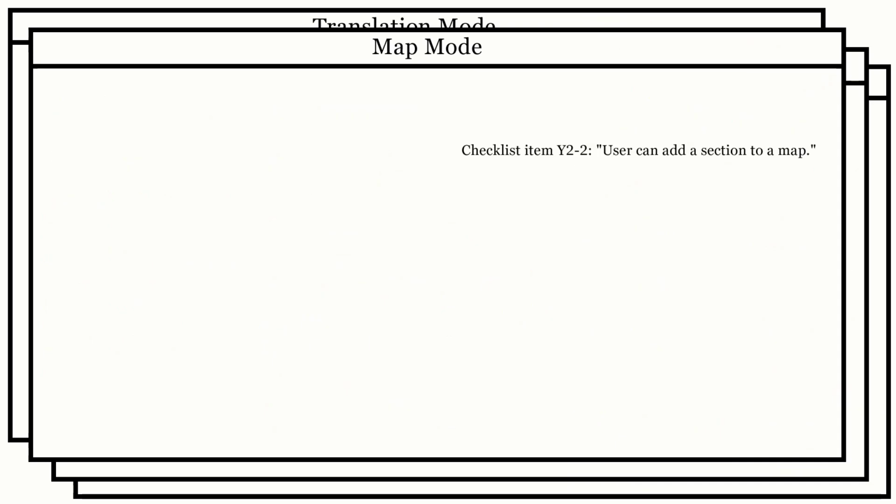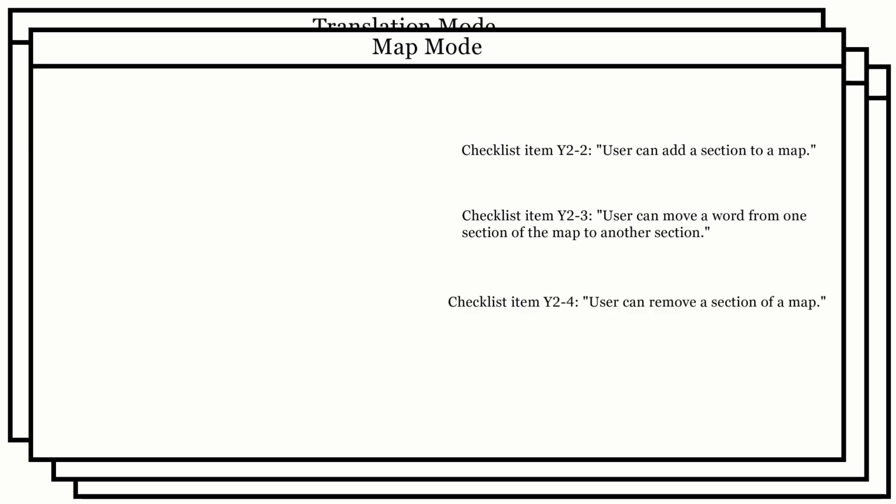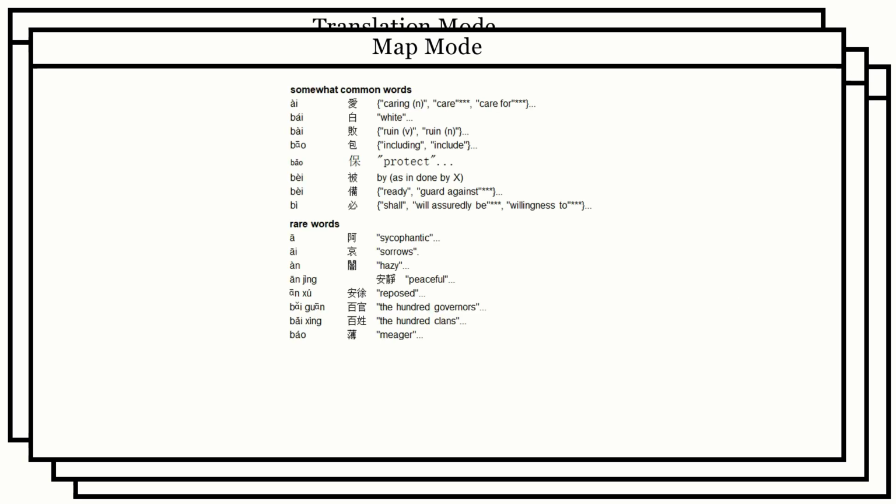Checklist item 2-2. User can add a section to a map. And checklist item 2-3. User can move a word from one section of the map to another section. And checklist item 2-4. User can remove a section of a map. For example, I could take this map and add an empty section called Rare Words That Start with B, and then move whatever words I want from the Rare Words section to that new section. And if I didn't want that section anymore, then I could move the words in it back to the rare words section and make this section empty and then remove this section.